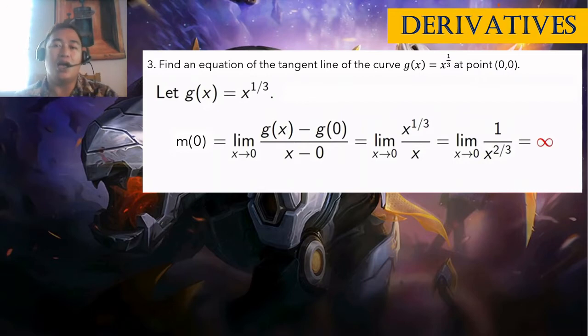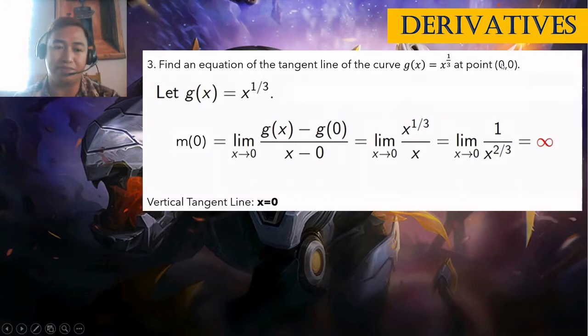Therefore, the answer is a vertical tangent line. It is equal to x is equal to x sub 1, and our x sub 1 there is 0. So, therefore, class, the vertical tangent line now is x is equal to 0.